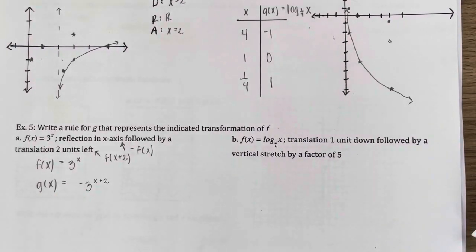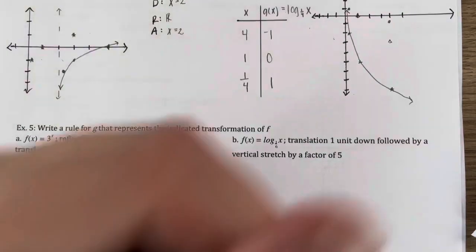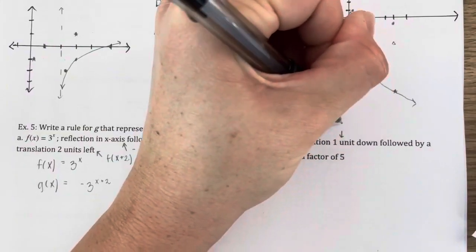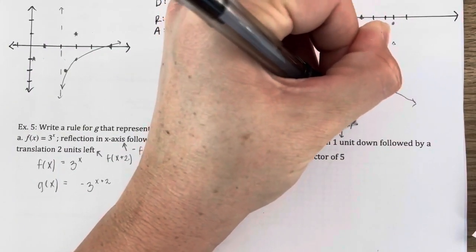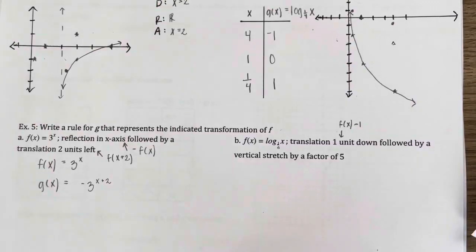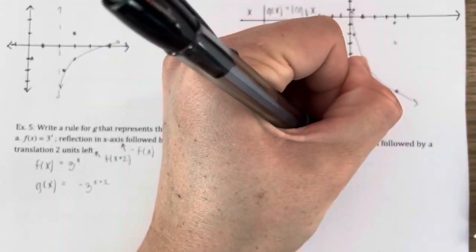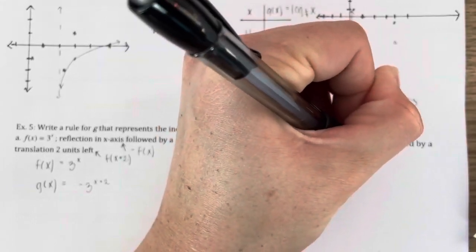And then for b, f of x equals log base 1/6 of x, and we want to translate 1 unit down followed by a vertical stretch by a scale factor of 5. So translating 1 unit down would be f of x minus 1, because k would be -1. And then a vertical stretch by a factor of 5 would be 5 times f of x.